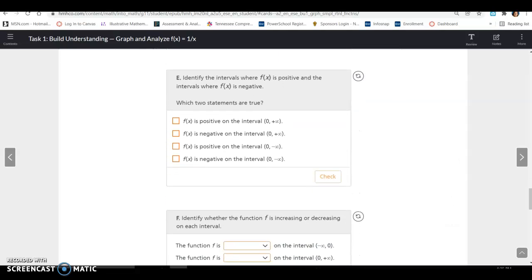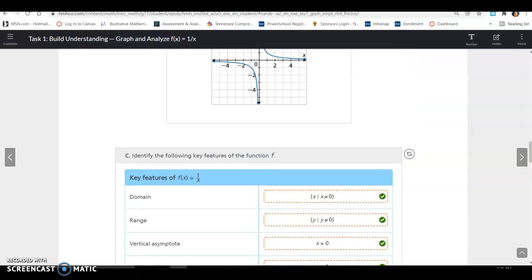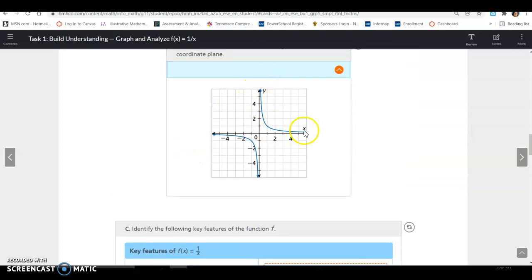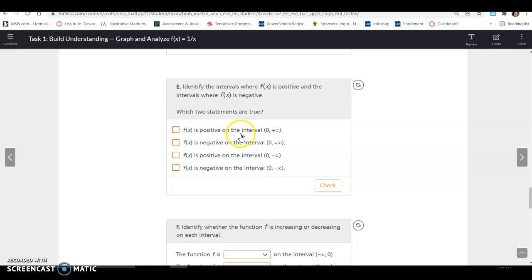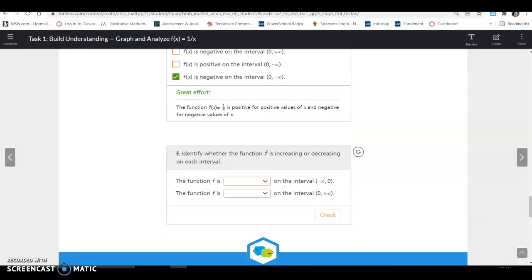All right, identify the intervals where f of x is positive and the intervals where f of x is negative. All right, so x is positive for everything above 0, and it's negative for everything below 0. So this is going to say f of x is positive from 0 to infinity. That's true because it's above the x-axis. And it's negative from 0 to negative infinity because it's below the x-axis at that point. All right, so it says the function is positive for positive values of x and negative for negative values of x. So again, when it's above the x-axis, it's positive. When it's below, it's negative.